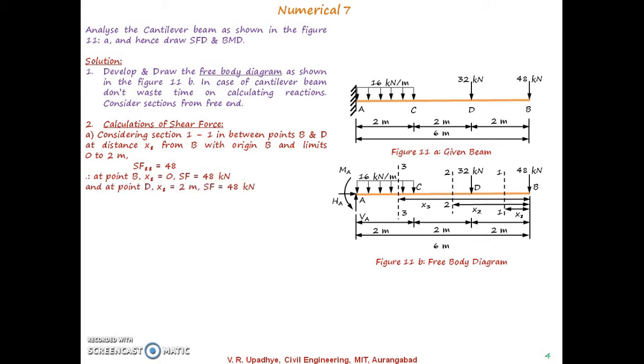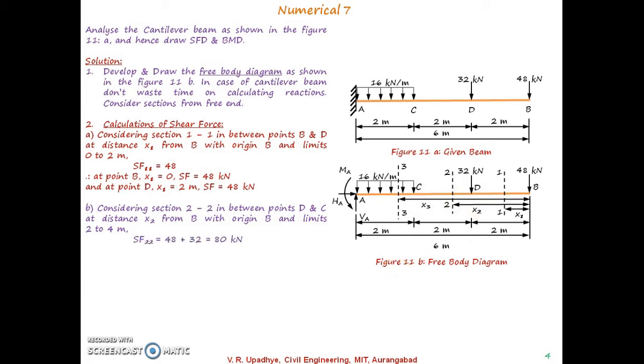If we go further and consider section 22, between point D and C, at distance x2 from B, with origin as B, the limits are from D to C. From B to D the distance is 2 meter, and from B to C the distance is 4 meter. So between D and C we are considering section 22. x2 is applicable from D to C, so it becomes 2 meter to 4 meter. Now considering SF22, what are the forces acting on the right part of it?